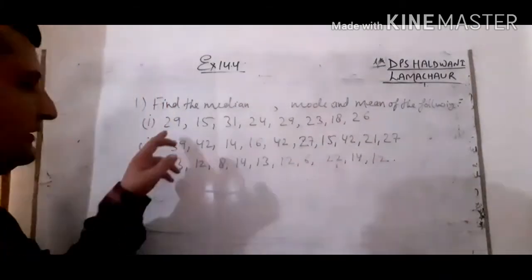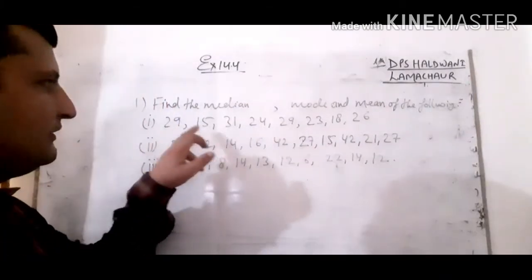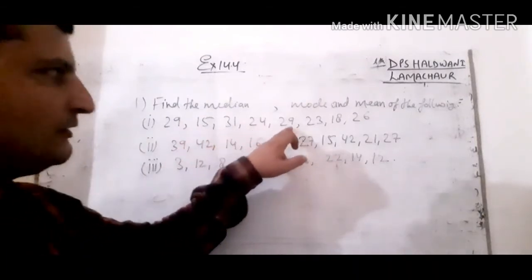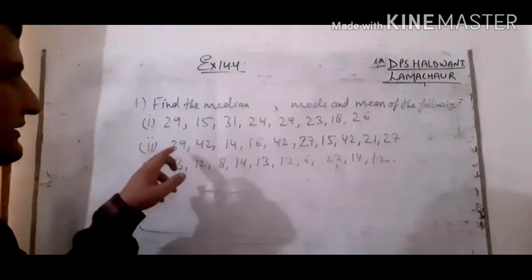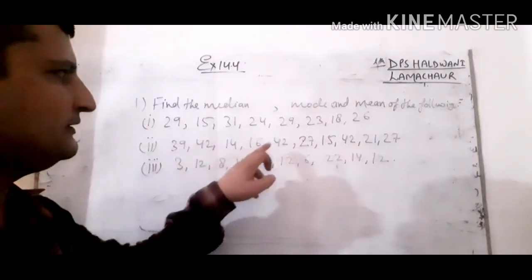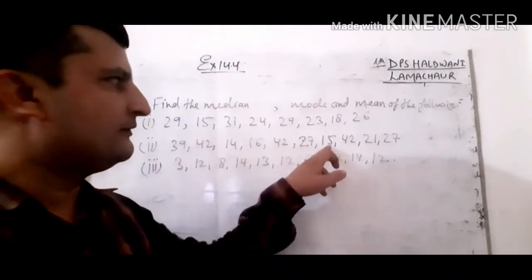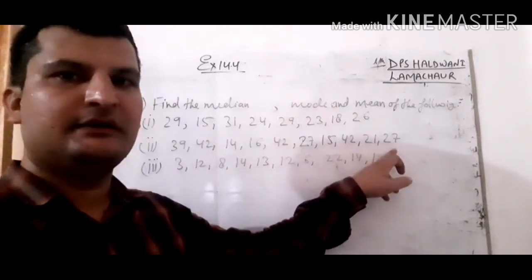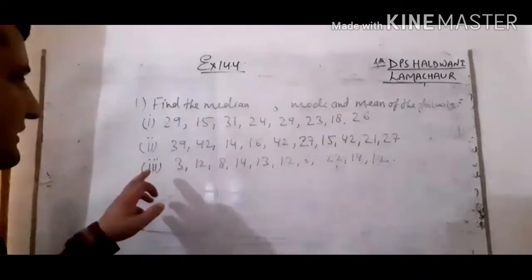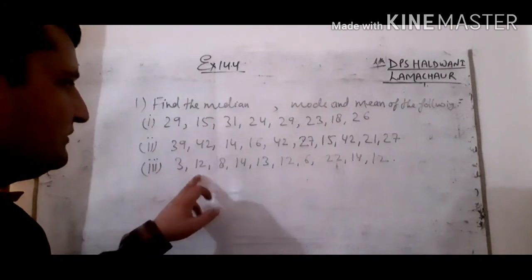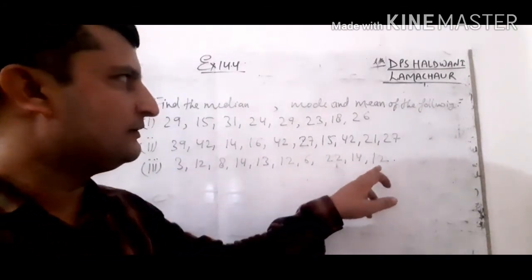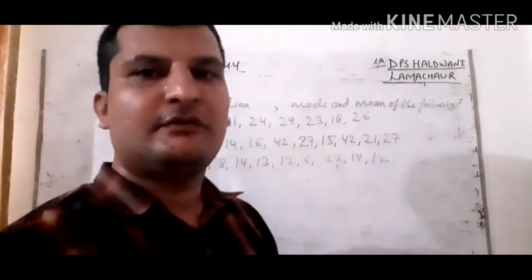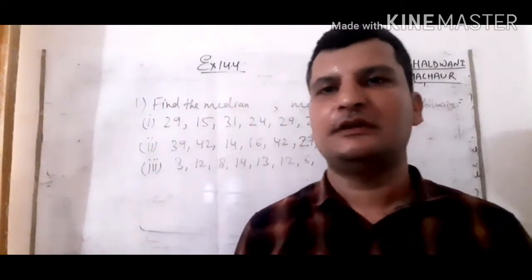The numbers are written here. First: 29, 15, 31, 24, 29, 23, 18 and 26. Second: 39, 42, 14, 16, 42, 27, 15, 42, 21, 27. Third: 3, 12, 8, 14, 13, 12, 6, 22, 14 and 12. You have to find the mean, median and mode of these.